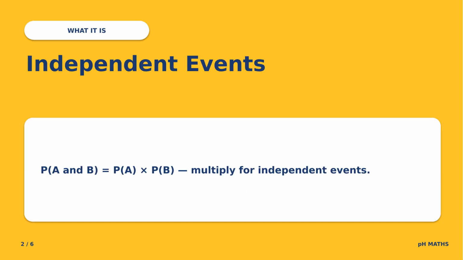Definition. Two events are independent if the outcome of one does not affect the probability of the other. For independent events, the probability of A and B both happening equals the probability of A times the probability of B. Multiplication for "and" when events are independent.